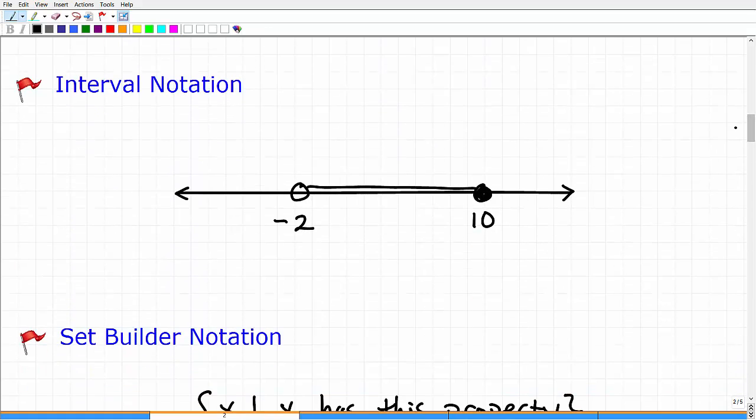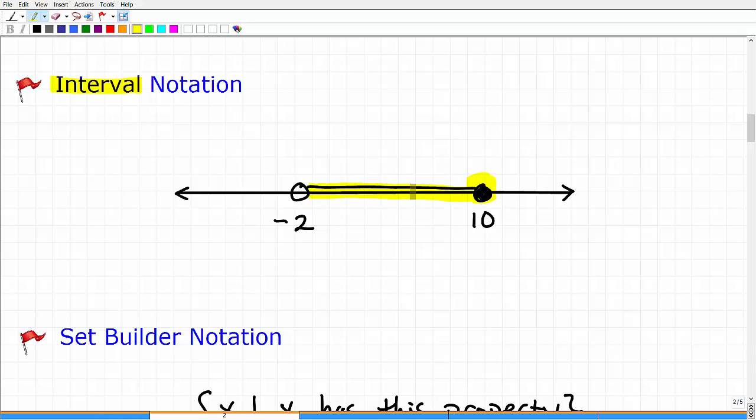Okay, interval notation. Excuse me. So first of all, we use this word interval, all right? So what is an interval? Well, this is basically an interval right here in mathematics, okay? It's just some part of a real number line, okay? So, for example, this particular graph is saying all the numbers that are greater than -2, okay, that go all the way up to 10, including 10.